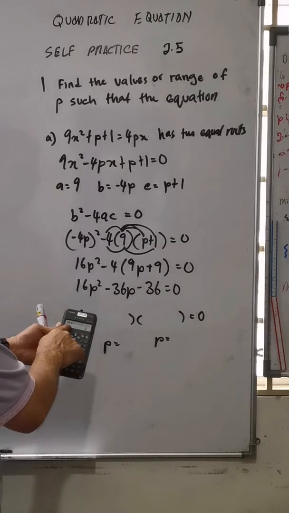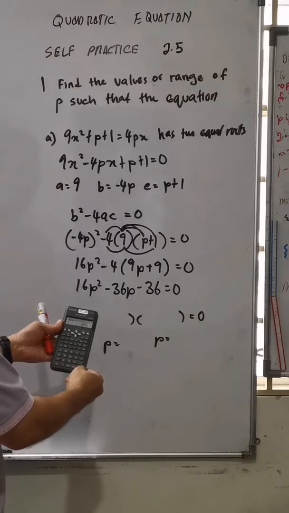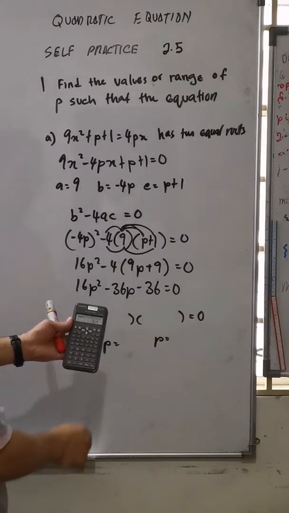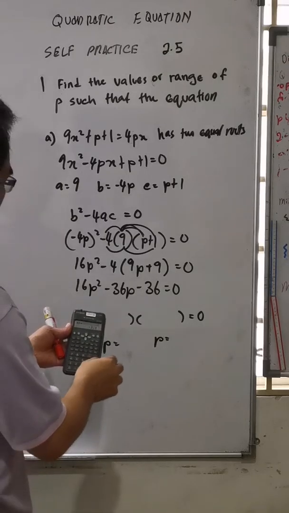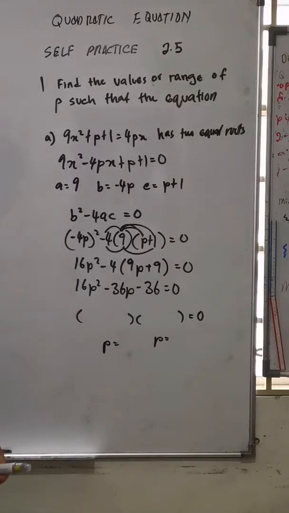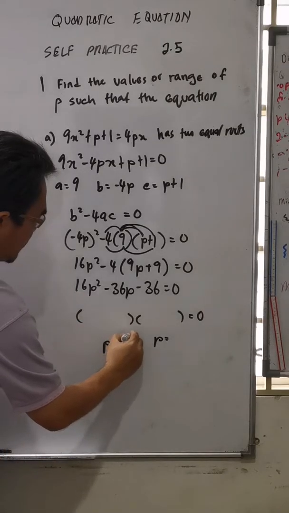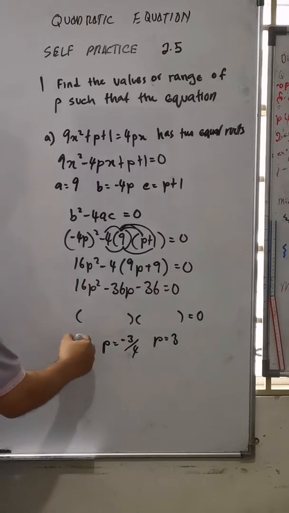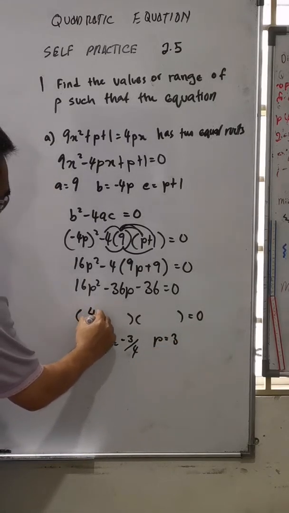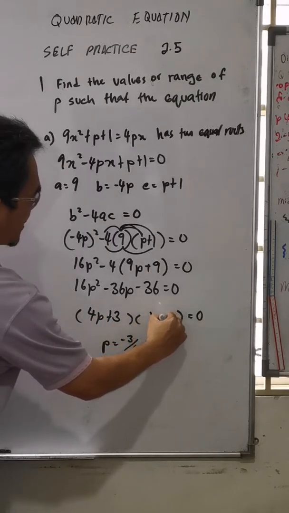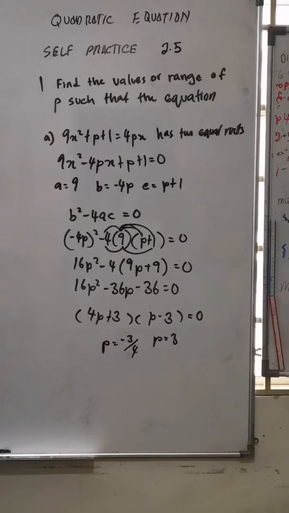Okay, the first value is 3, the second value is negative 0.75. I change to fraction, which is negative 3 over 4. Okay, negative 3 over 4 and 3. Remember how to do the factorization. That is (4p + 3)(p - 3). Okay, that is question A.